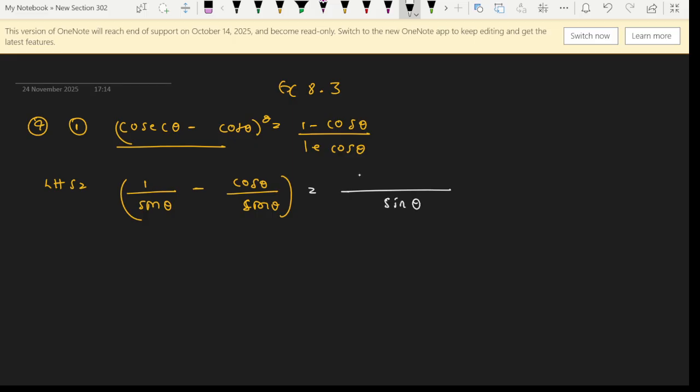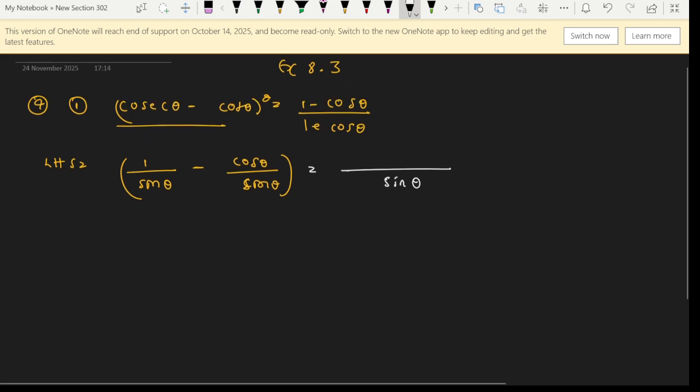So you will get 1 minus cos theta, and don't forget the square. Let me explain this again. I kept the power as it is. Always try to solve the terms inside the bracket first, and later deal with the expression outside the bracket. The power 2 is outside the bracket, so keep it as it is. First simplify the things inside the bracket.